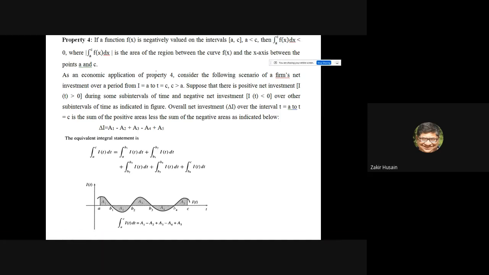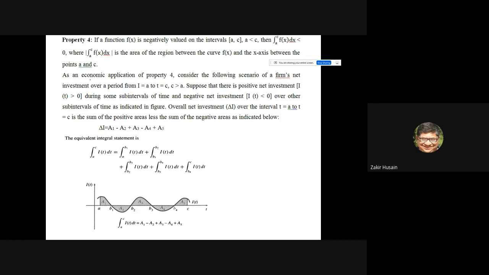Now, if a function is negatively valued in the interval a to c, when c is greater than a, then the integral from a to c is less than 0, that is negative. So this is the area under the curve. We just have to put a minus over this.